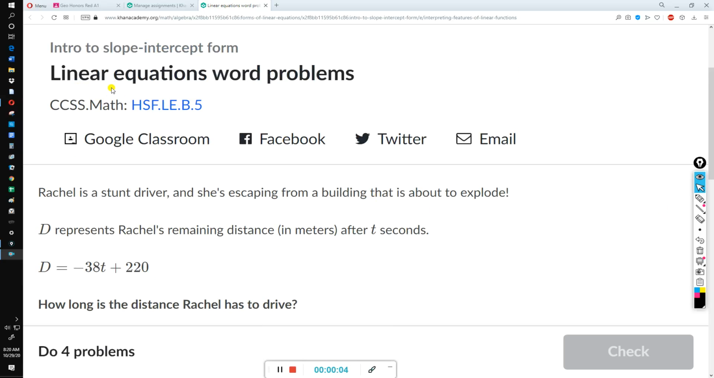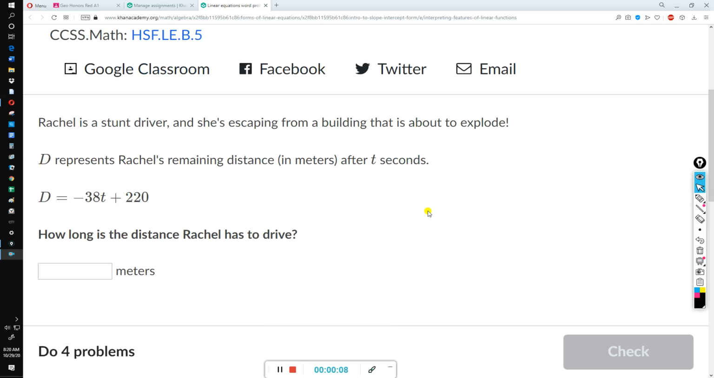Okay, this will be for linear equation word problems. I think most of these are pretty easy. So, it says Rachel is a stunt driver. She's escaping from a building that's about to explode. D represents the remaining distance in meters after t seconds.